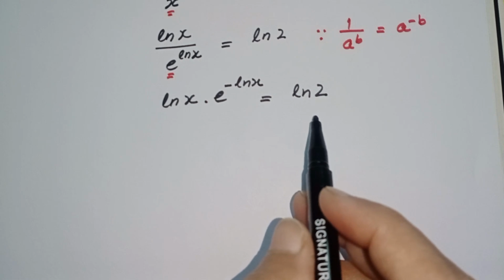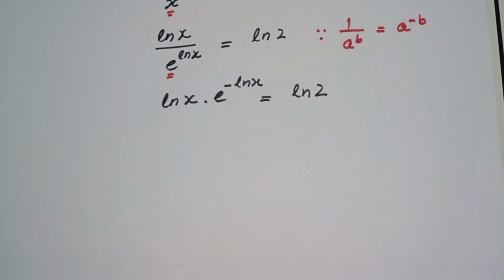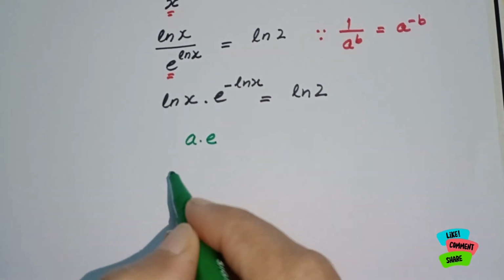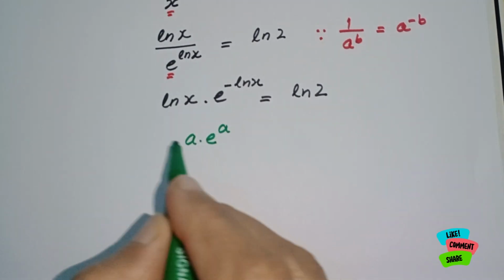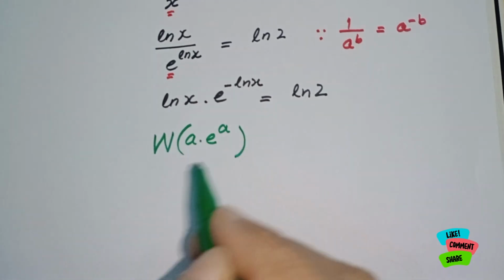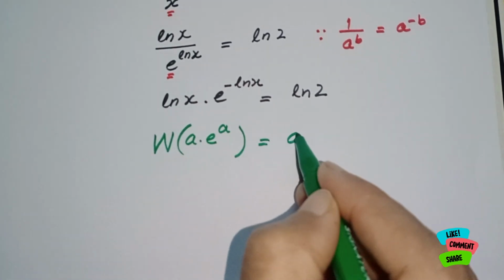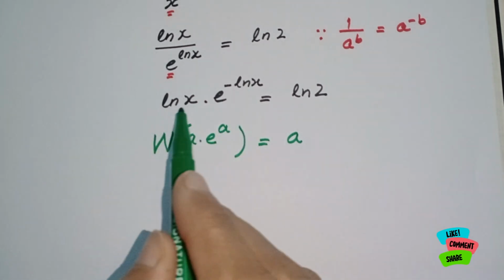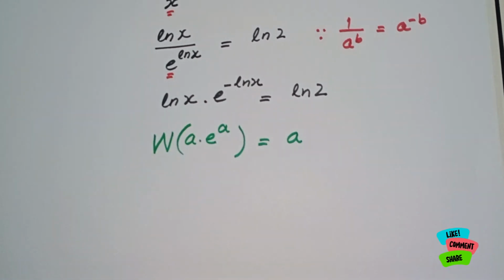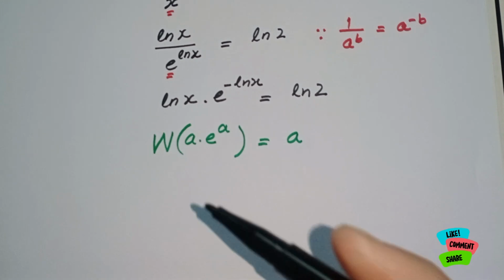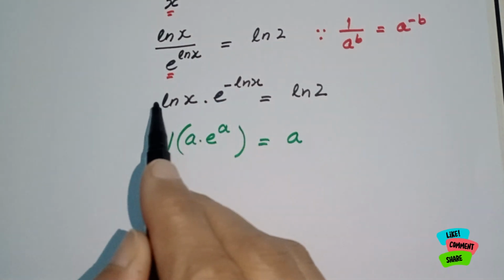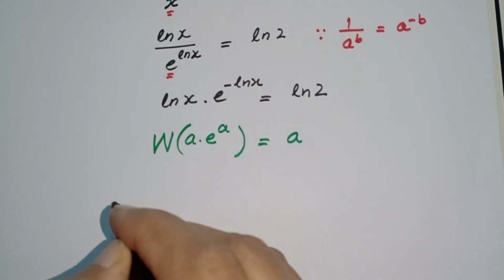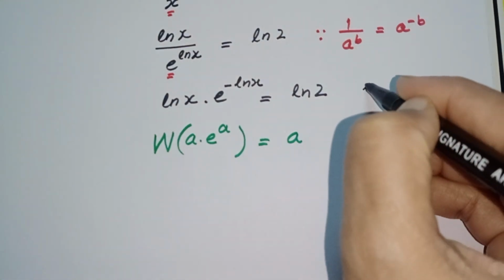Now recall the Lambert W function: if we have an expression of the type a times e to the power a, then we apply the Lambert W function on it and we will get a. So here we are going to use the Lambert W function. We want to create the same expression, so we will make our expression so that we can apply the Lambert W function. Here we have the minus sign, so we will multiply by minus on both sides.